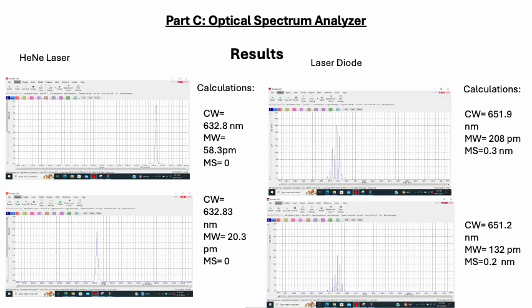Results show that the central wavelength for the red HeNe laser was around 632.8 nanometers, which is the reported wavelength of the HeNe laser. We also found the mode width to be between 20.3 and 58.3 picometers, while the mode spacing was 0. Moreover, for the red laser diode, we found the central wavelength to be equal to 651.5 nanometers and the mode width to be between 132 and 208 picometers, while the mode spacing was around 0.25 nanometers.